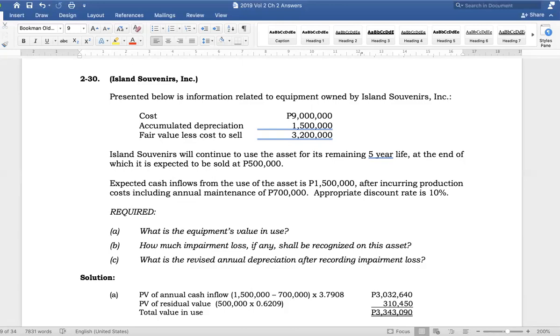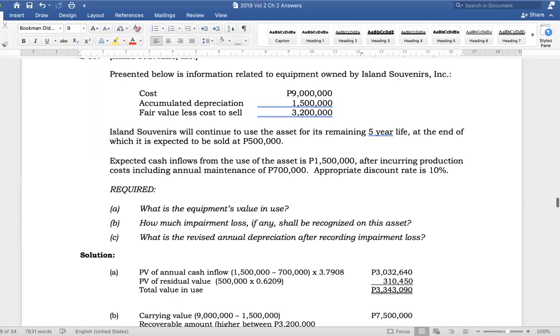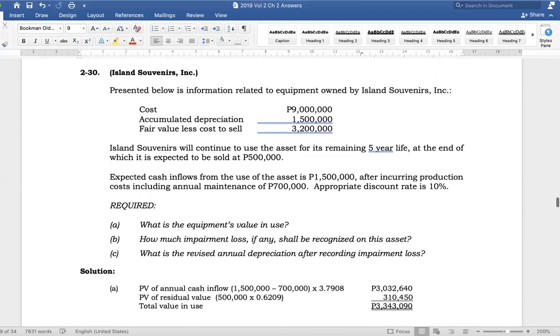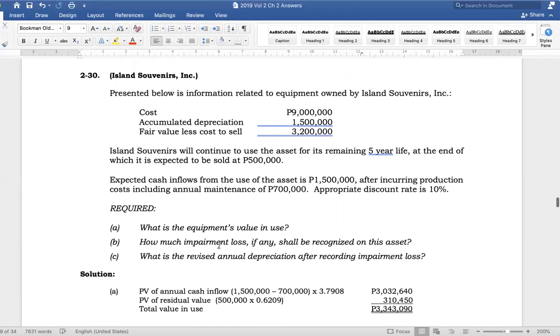So we are preparing for the computation of the recoverable amount of the asset and how much impairment loss, if any, shall be recognized on this asset. And what is the revised annual depreciation after recording impairment? So let us compute first for value in use.